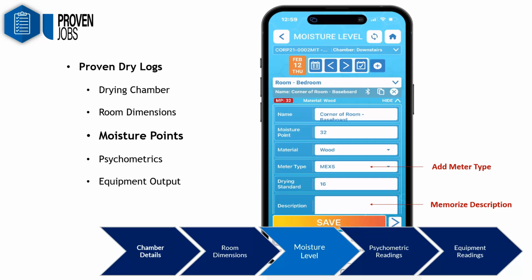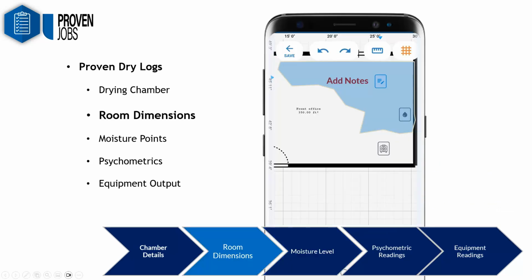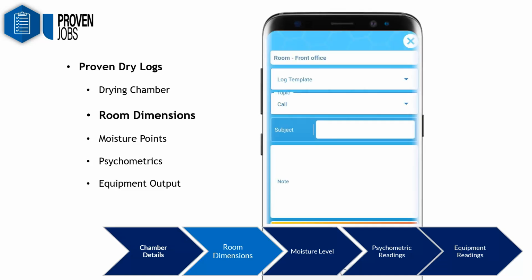Consistency is especially important when readings are compared across multiple days. Within the Sketchpad, users have the ability to add notes to explain unusual conditions, access limitations, material changes, or equipment adjustments. Note templates can also standardize common documentation and reduce repetitive typing. So you can avoid those generic notes by utilizing that log note template.